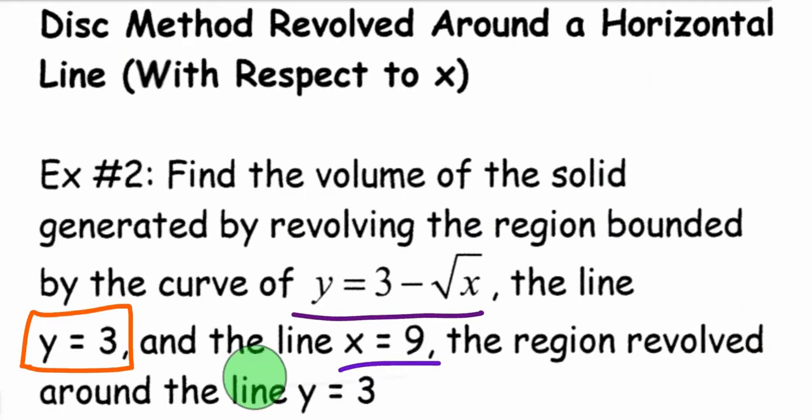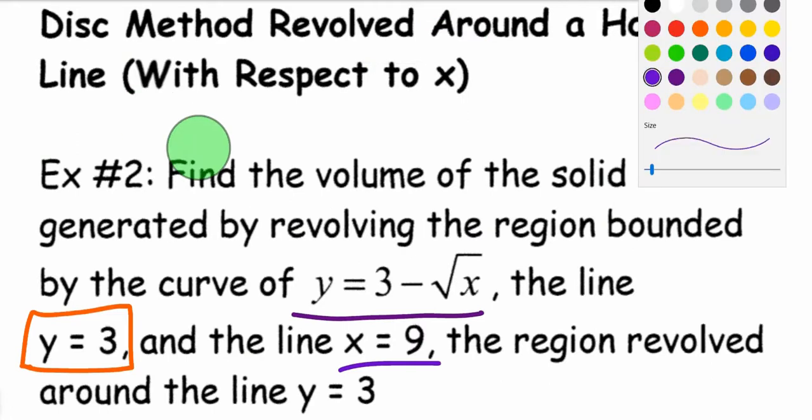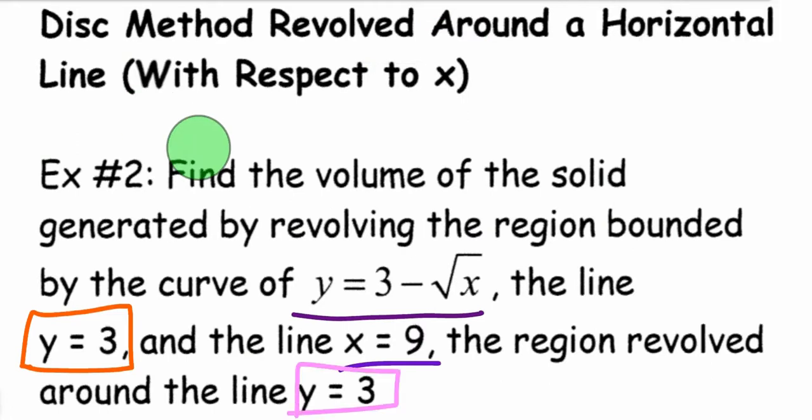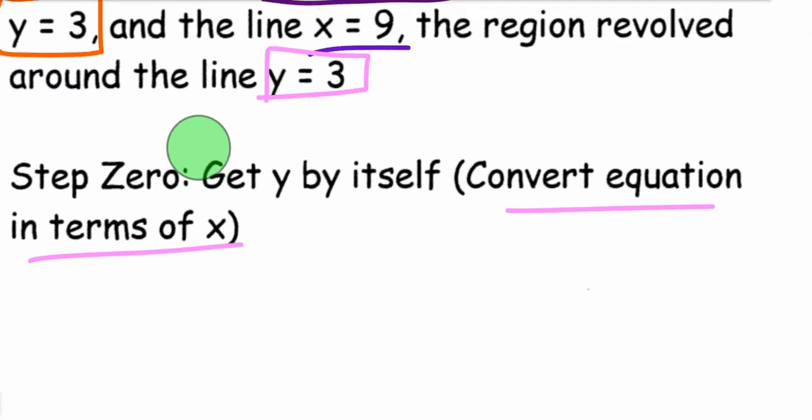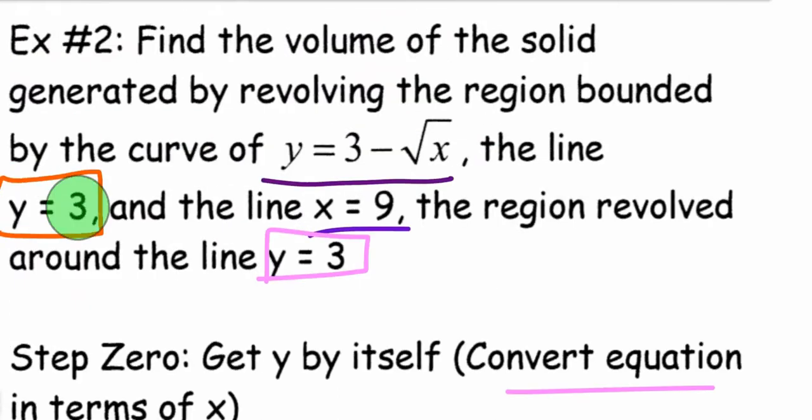The region is going to be revolved around the line y equals 3. So again, y equals 3 is a horizontal line. We're going to follow the same steps as we did last time to solve this problem. So the first thing we want to do is make sure that the equation is in terms of x. Both equations, actually. So y equals 3 is okay, right?